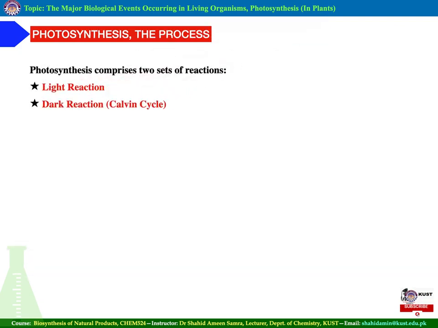Now, if we look at how the process of photosynthesis happens overall, we see that there are two major sets of reactions. One set of reactions is known as the light reaction. This is named so because it depends upon light, and the other one is the dark reaction or Calvin cycle. This set of reactions doesn't require any light, but it is dependent upon the light reaction. This is a subsequent reaction, not a single reaction. Actually, both of these are sets of reactions. So the dark reaction is dependent upon the light reaction.